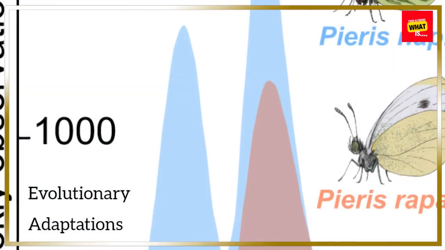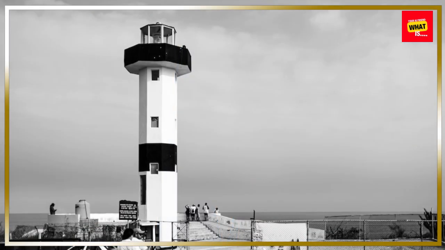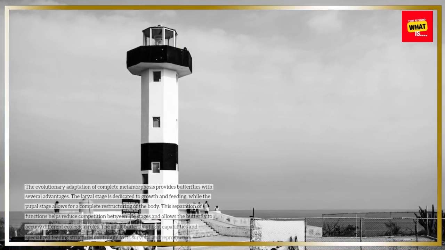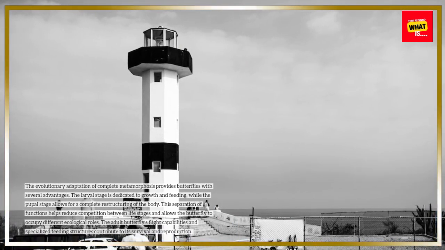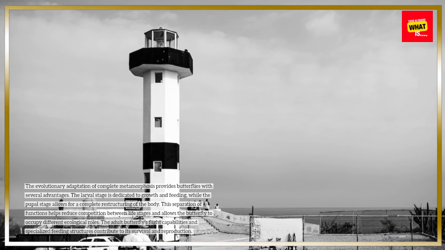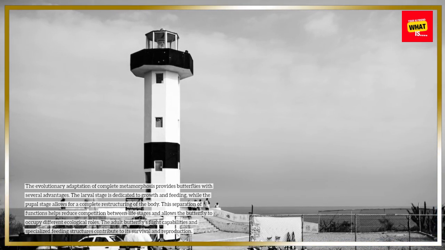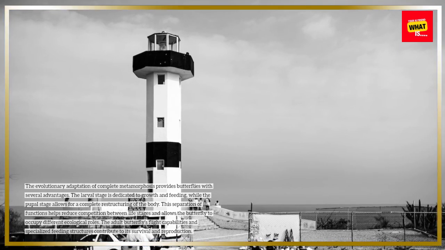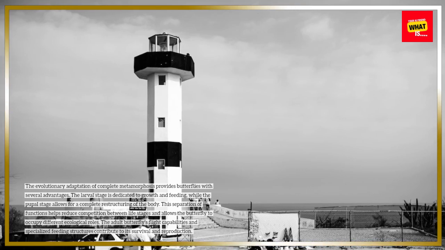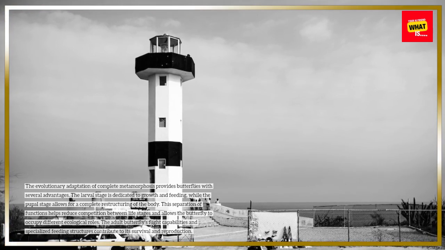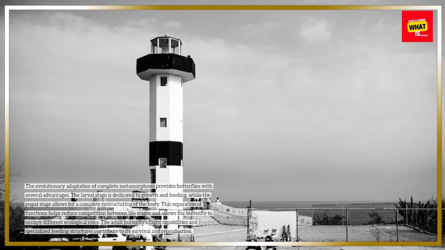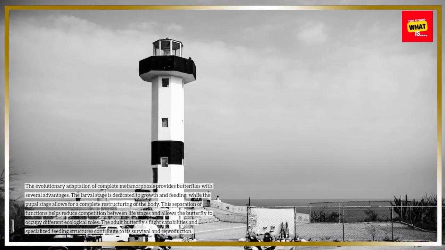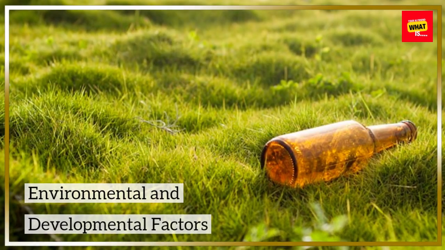Evolutionary adaptations. The evolutionary adaptation of complete metamorphosis provides butterflies with several advantages. The larval stage is dedicated to growth and feeding, while the pupal stage allows for a complete restructuring of the body. This separation of functions helps reduce competition between life stages and allows the butterfly to occupy different ecological roles. The adult butterfly's flight capabilities and specialized feeding structures contribute to its survival and reproduction.